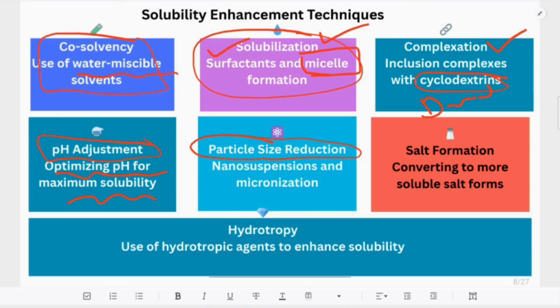Because of less particle size, there is an increased surface area in the liquid system, so that there is more dissolution. Then by formation of salt, we are going to form a salt of that particular drug that is very easily soluble in the given solvent system. And by using the hydrotropy technique, here we are using hydrotropic agents to enhance the solubility.